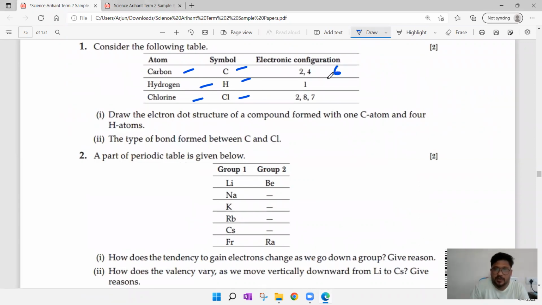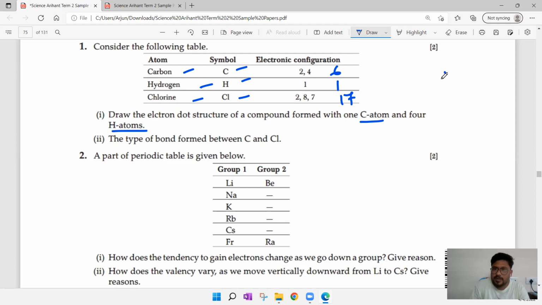So atomic number is 6 for carbon. Hydrogen atomic number is 1, and electronic configuration for chlorine is 2, 8, 7. That is nothing but 17. Okay, they are asking 2 questions. Draw the electron dot structure of a compound formed with 1 C atom and 4 H atoms.